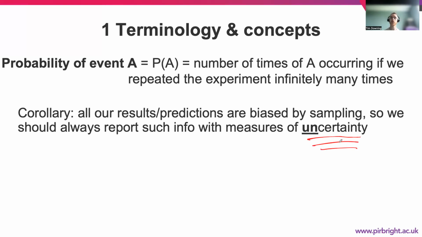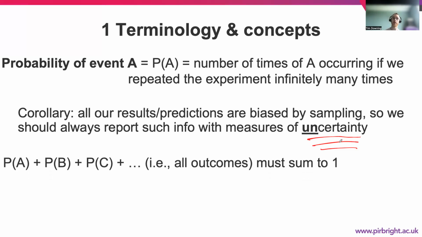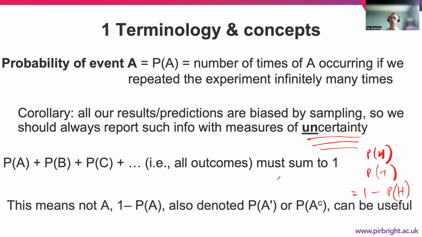So when we describe these probabilities, we can refer to probability of event A, B, C, and so on. And what's important to note is that they must all sum to 1. So often that can be useful in describing things. We might have two probabilities of events, probability of heads, probability of tails, and it's convenient to note that the probability of tails is equal to 1 minus the probability of heads if we've got two different outcomes. Sometimes this is also denoted as probability of A prime or probability of A with a C at the end, the complement.